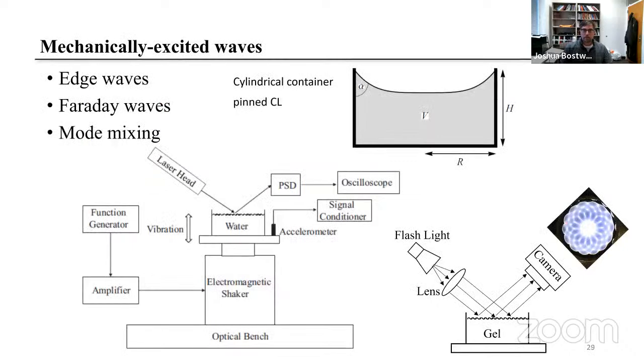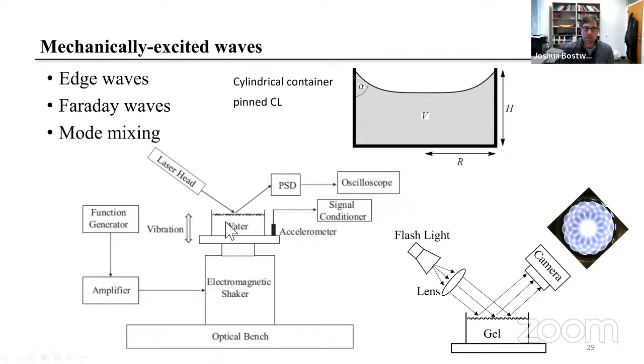Okay, so the second part of this talk is going to be on mechanically excited waves. It's another type of classical hydrodynamic instability, and we're going to look at this for soft agarose gels. The schematic of the setup is pretty straightforward. We take a container full of material, in this case water, but this can be agarose gel. That material fills the container with a volume V, which makes a contact angle alpha, which is actually pretty important, and I'll talk about this in a second, with the container sidewall.